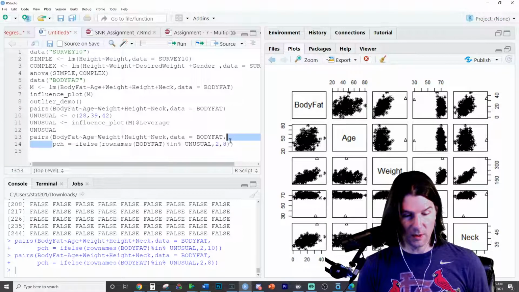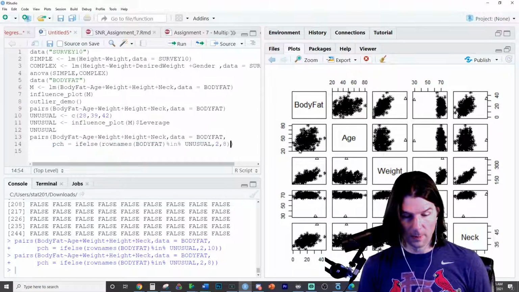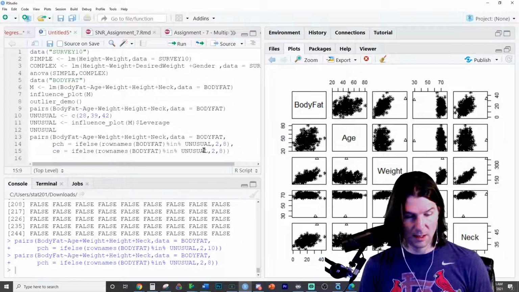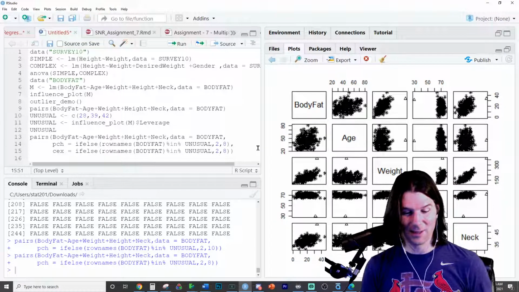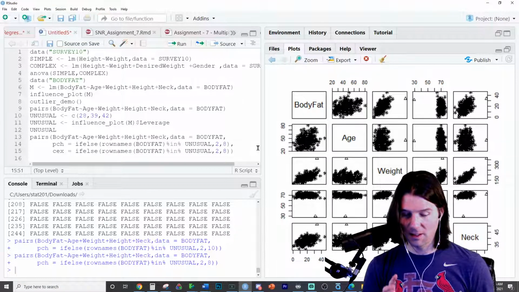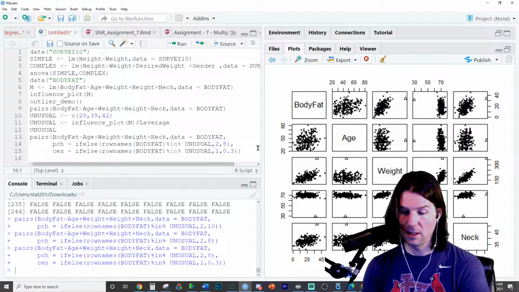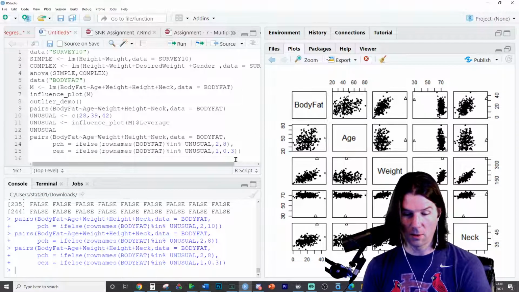Now that we wrote this ifelse, we're going to take this ifelse and do another line with CEX. CEX is character expansion. A student taught me that about a year ago. I was like, I do not know what CEX stands for, and they said it's character expansion. I said, oh, thank you very much. Now I know what CEX stands for. Look at that, now we've got the triangle a lot bigger.